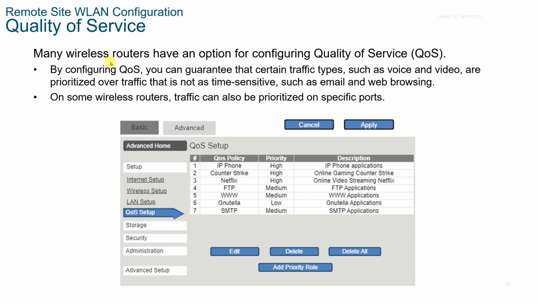Quality of service, or QoS. By configuring QoS, you can guarantee that certain traffic types, such as voice and video, are prioritized over the traffic that's not as time sensitive, such as email or file sharing. And on some wireless routers, traffic can be prioritized on specific ports.